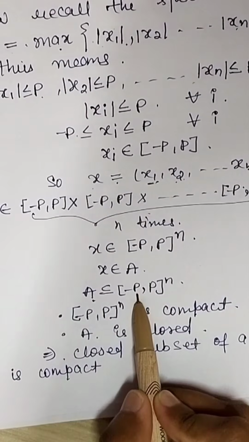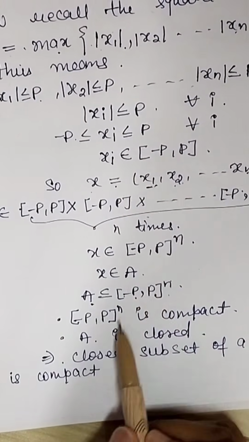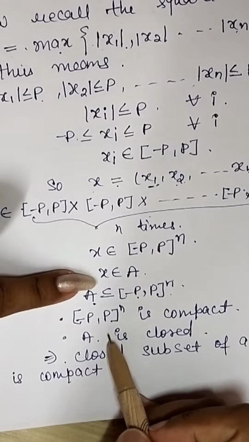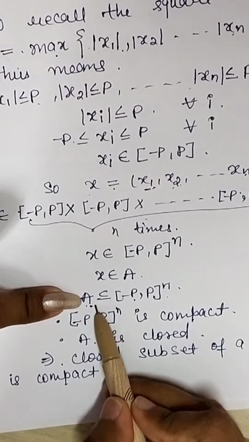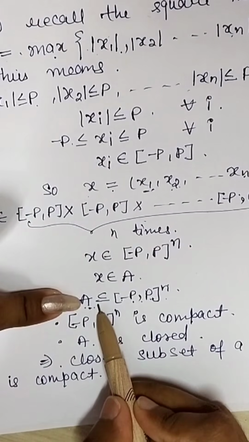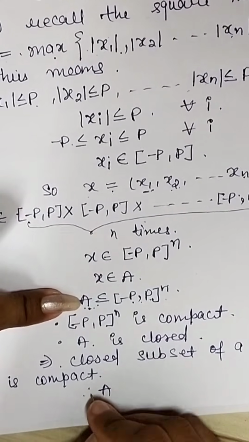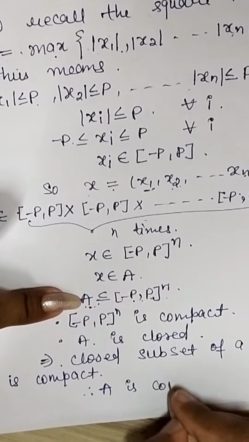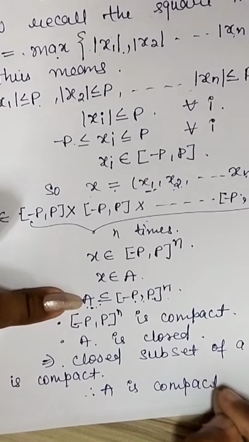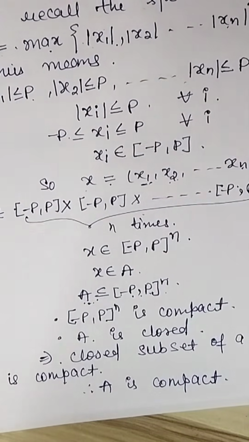Since A is a subset of minus p comma p to the power n, and this is compact, and A is closed, and a closed subset of a compact set is compact, therefore we conclude that A is compact. And hence we are done. Thank you.